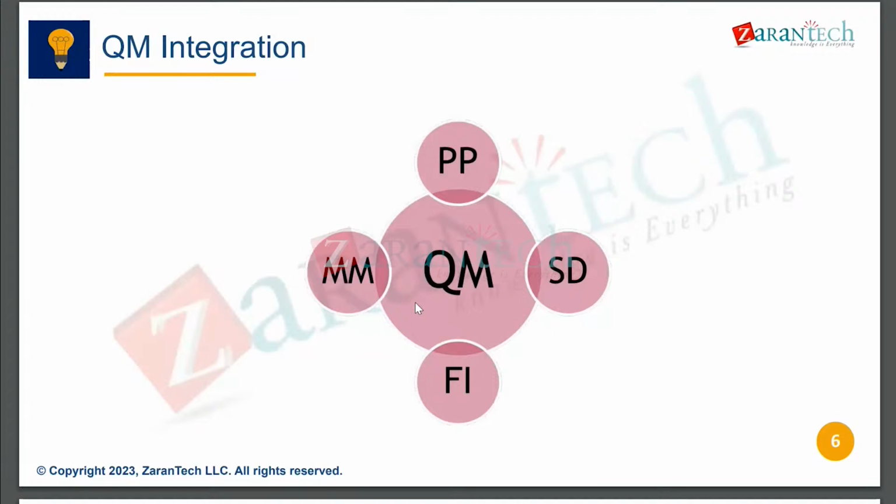And QM is integrated with production planning. During production, we have procedures and process instructions. So there are a set of operations.